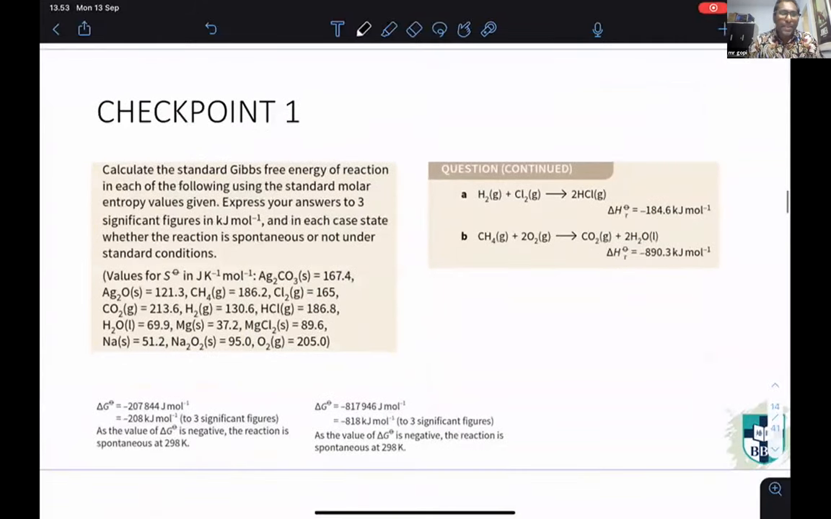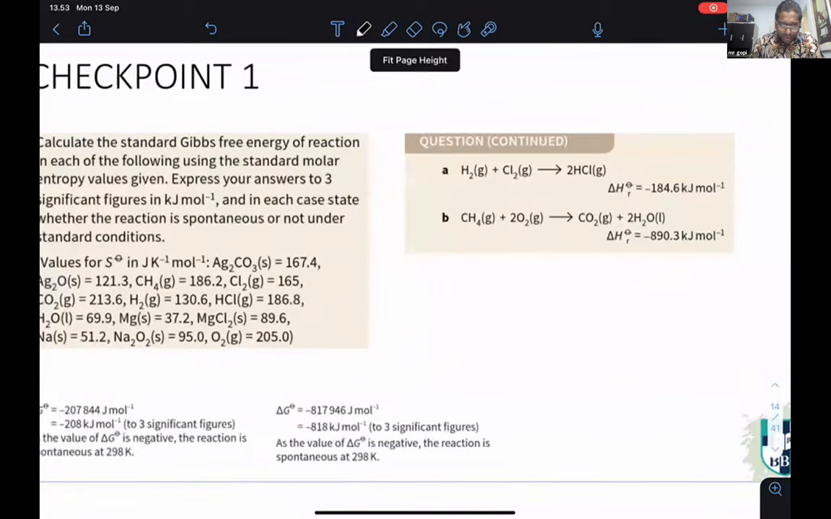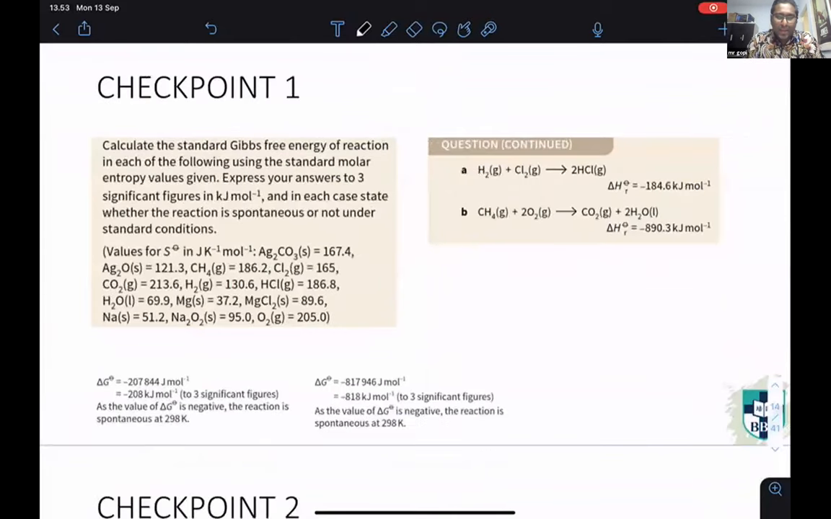So let's say I want to check whether you understand this. Quite simple, yeah? You can see here all these entropy values are given. I will try to show you A. What you need to do first is check, this is kilojoule, so you change this into joule: negative 184.6 times 1000, and then you are going to have negative 184600.